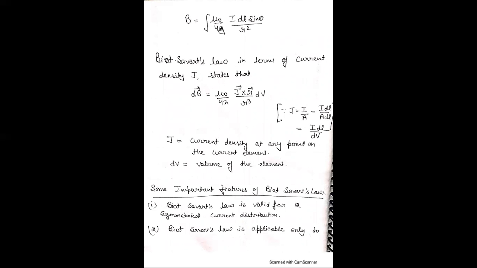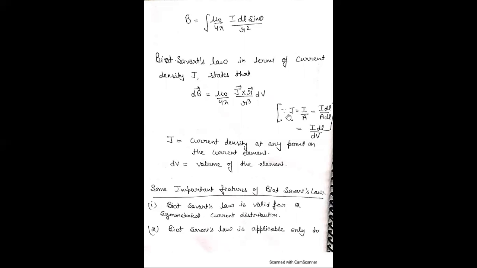dB is equal to mu naught upon 4 pi I dl sin theta upon r square. Now Biot-Savart's law in terms of current density J is dB equal to mu naught upon 4 pi J cross r upon r cube dV, where J is the current density.